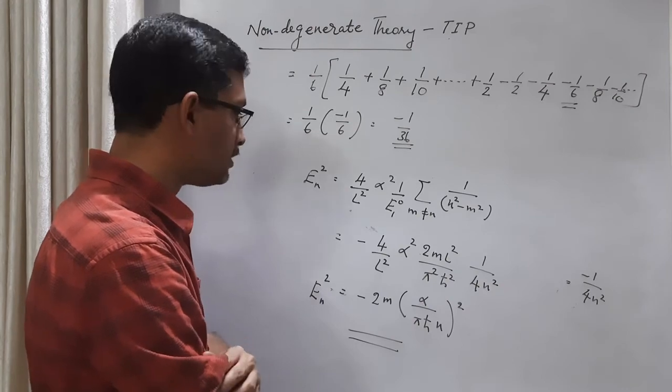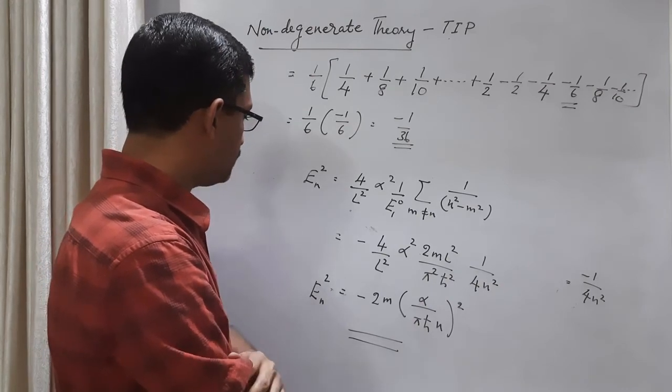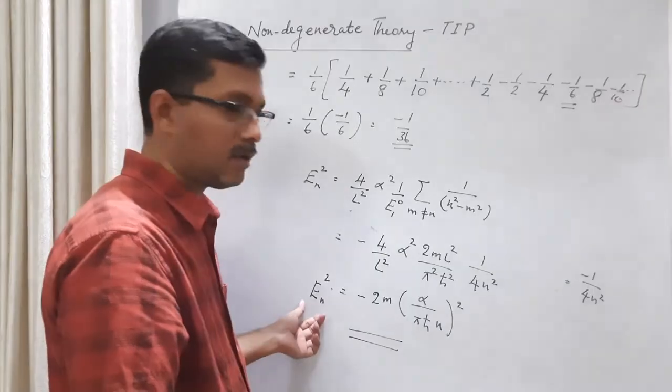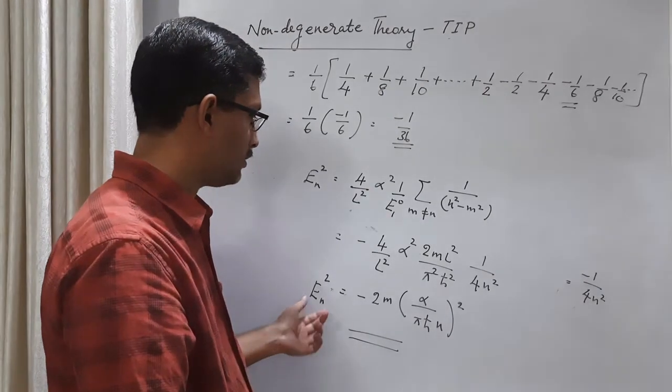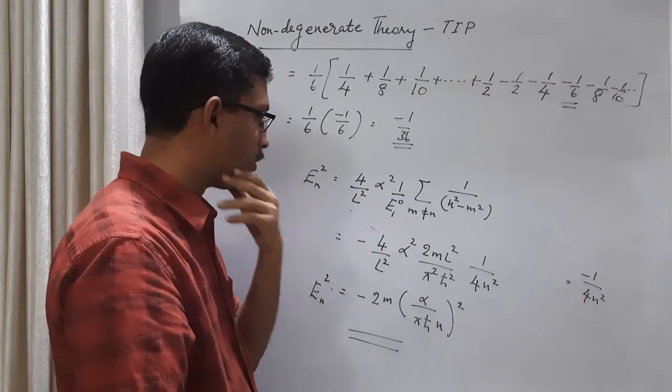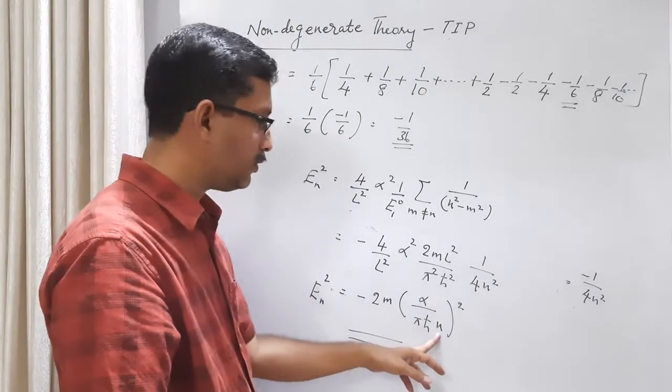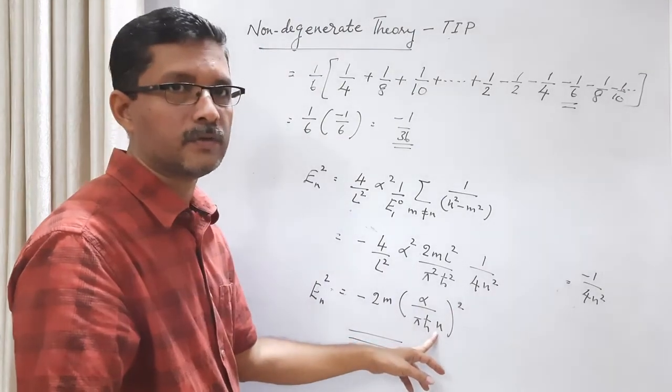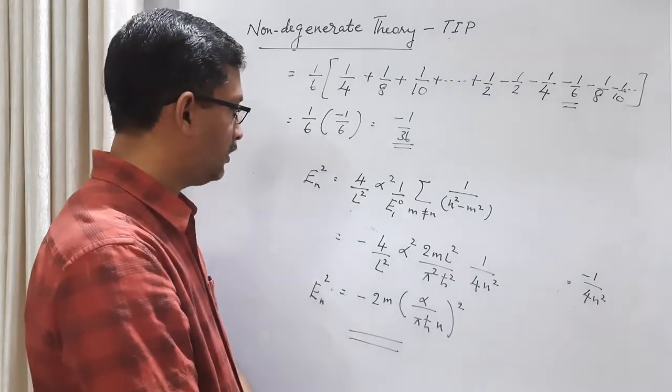Okay. So for the nth state, this is the second order correction in energy. From this you can calculate the second order correction for each state. Put n equal to 1, you will get the second order correction for the first state like that.